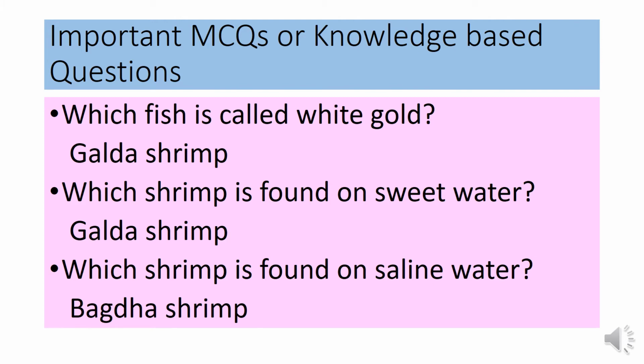Here you can see some important MCQs or knowledge-based questions, like which fish is called white gold? Mainly shrimp is called white gold. Especially Golda shrimp is called white gold. If Golda shrimp is present in the options, then the answer will be Golda shrimp. But if only shrimp is present in the options, then shrimp will be the answer. The second question is which shrimp is found in sweet water? Mainly Golda shrimp is found in sweet water, and Bagda shrimp is mainly found in saline water.